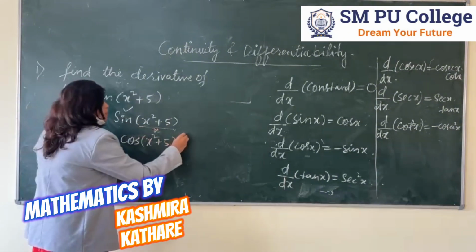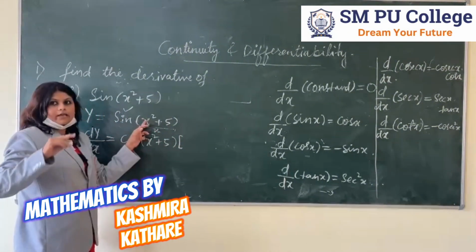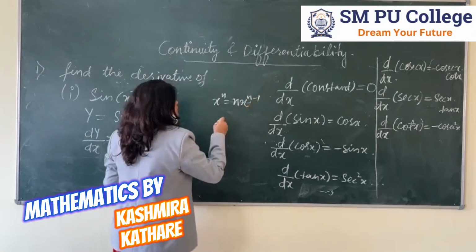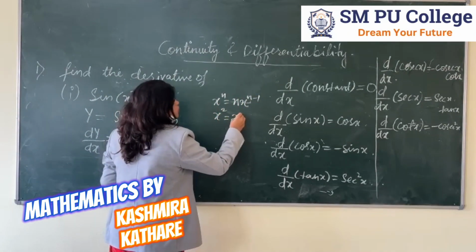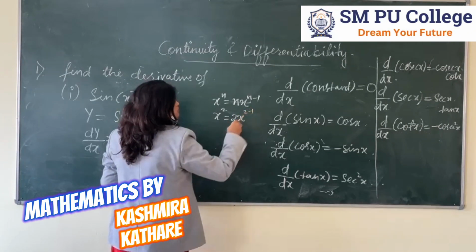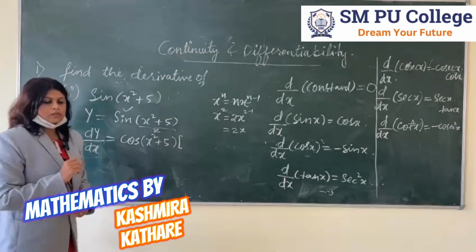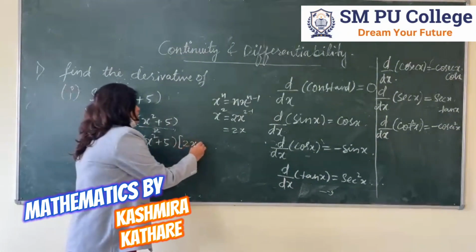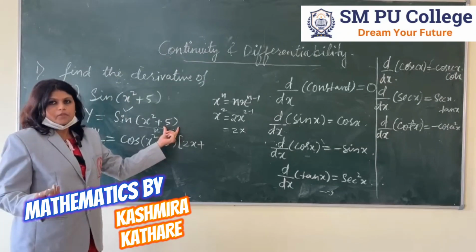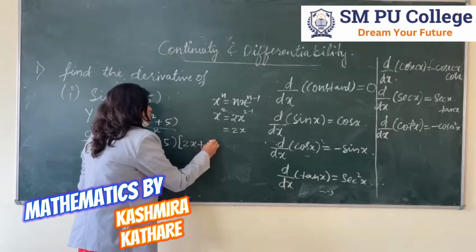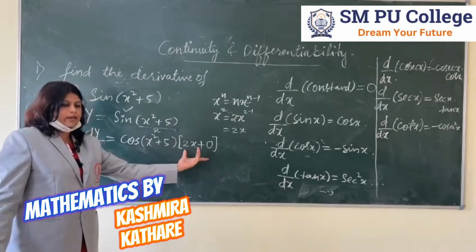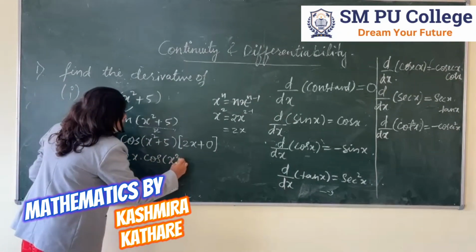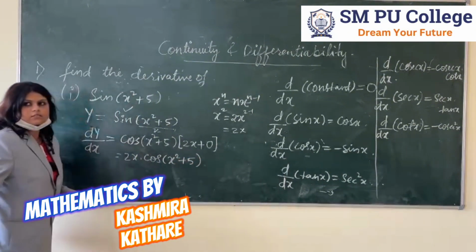Like the x square value, differentiating x square with the formula of x raised to n. What is the derivative of x raised to n? n into x raised to n minus 1, right? For x square, it is 2x raised to 2 minus 1, that is 2x. So differentiation of x square is 2x. Differentiation of 5 is a constant, and differentiation of a constant is 0. So 2x plus 0 is 2x. Take out 2x into cos of x square plus 5, which is your answer.